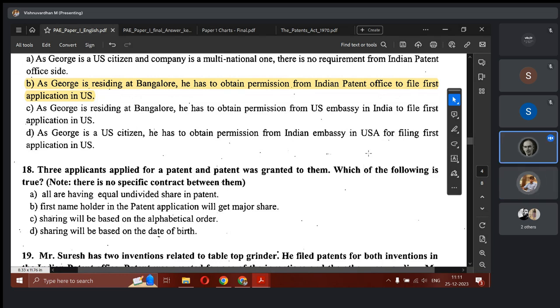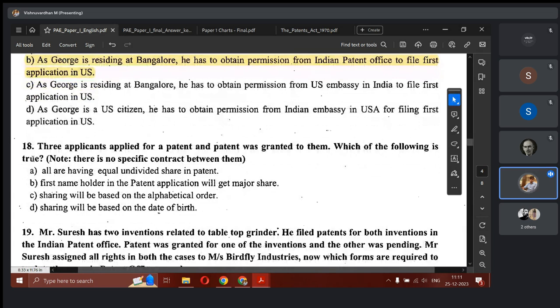I'll try and find the question. I'll share it on the group. If the sector is something related to national security, then maybe the thing is different. Let's have a look at it later. So question number 18. Definitely they have not given these two options without reason. That means the embassy provisions do exist. There is some permission that you seek from the embassy. Let's see it later.